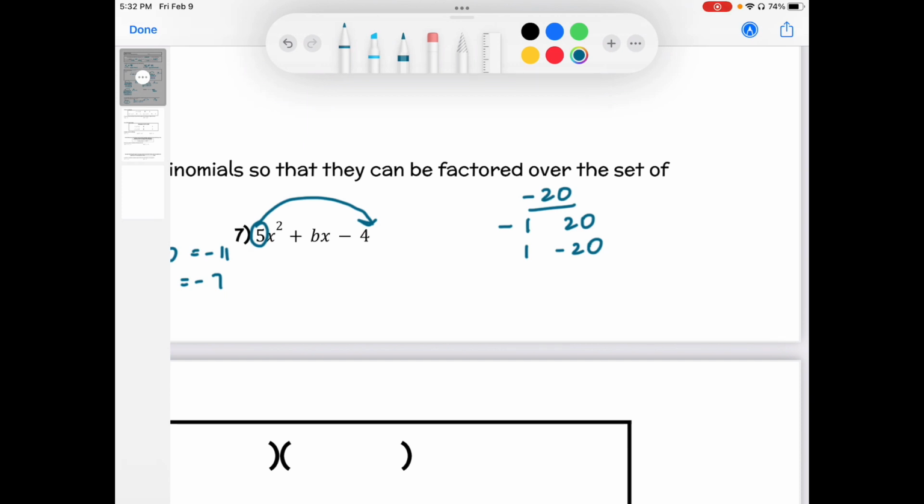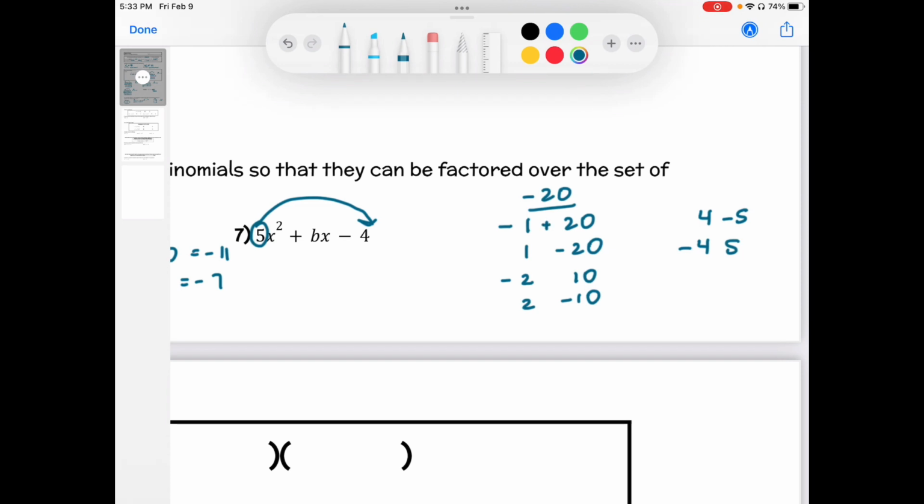And then we can divide 20 by 2. So 2 and 10, 2 and negative 10. And then there's also 4 and 5. So all we're doing is looking up all the possible combinations of multiplying to get negative 20. So now we need to figure out what are all of these things added together.